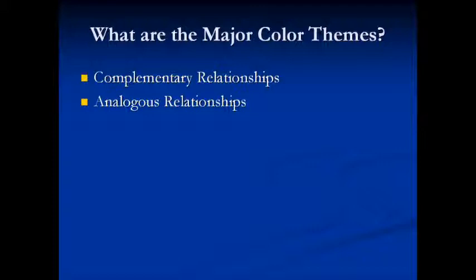Analogous relationships would be those of colors that are side by side on the color wheel. Like you have your blues next to your greens, next to your purples. Those are all basically within the same side of the color wheel, and since they're on the same side and they are adjacent to each other, they have what are called analogous relationships. Complementary relationships are more dynamic. Analogous relationships are more static. Analogous relationships are homogeneous. Complementary relationships are diverse.